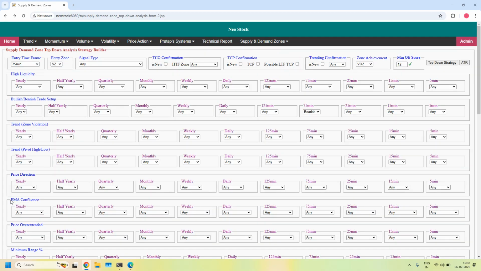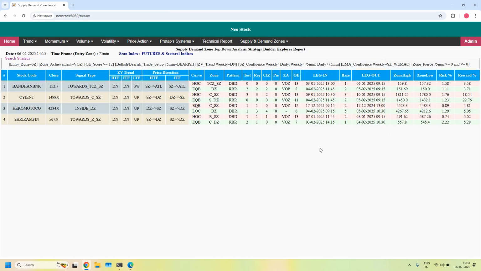Out of those 4, the EMA confluence, weekly time frame, I am setting the filter weekly supply zone having weekly EMA confluence. And trend on the weekly should not be sideways. Because it is bearish trade setup, trend should be downtrend on weekly. We got all the 4 stocks are filtered. All 4 having downtrend, weekly trend. So that's why these 75-minute supply zones are even more high probability trade setup supply zones.